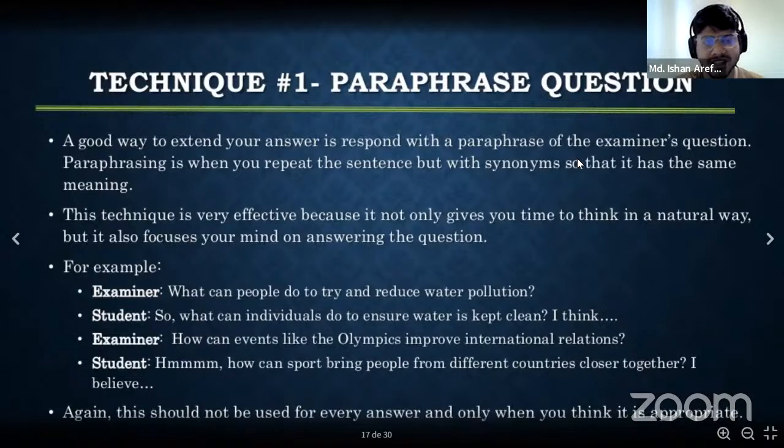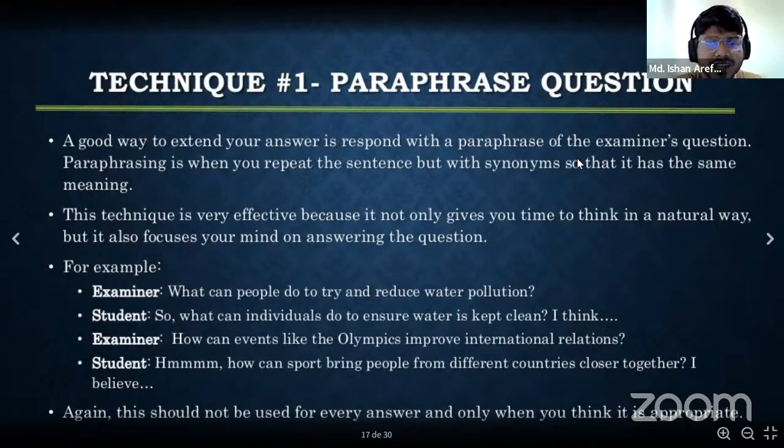So for example, here you can see the slide. The examiner has asked, what can people do to try and reduce water pollution? That's the question asked by the examiner. So for broadening the length of your answer, you can first paraphrase the question itself. That's a very nice technique or strategy to follow.